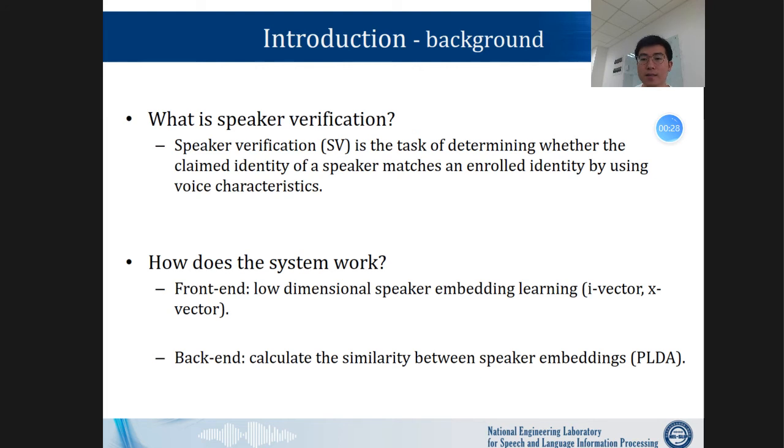Typically, they consist of a front end and a back end. The front end is used to extract low-dimensional speaker embeddings, such as I-vector and X-vector, while the back end, such as PLDA, is used to measure the similarity between speaker models and the test utterances.